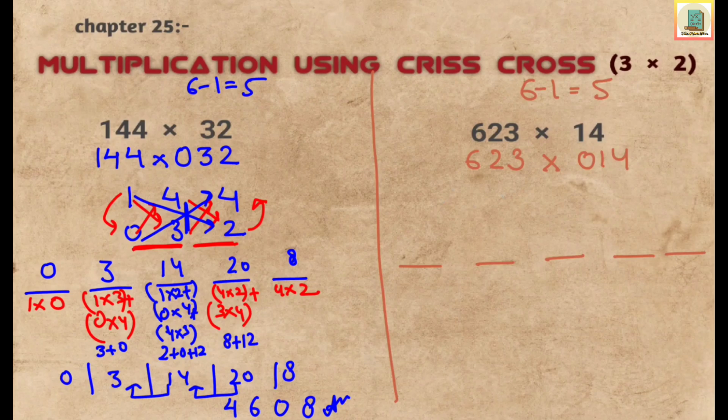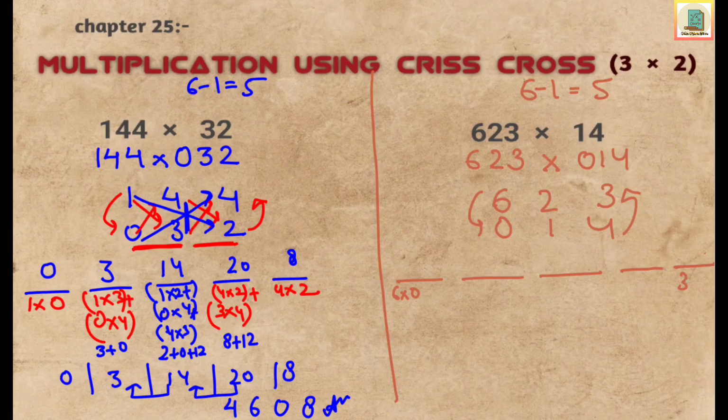Now write the numbers certain way like this. 6, 2, 3, 0, 1, 4. Now in the first partition we'll multiply 6 by 0. In the last partition we'll multiply 3 by 4. In the second partition we'll multiply the first two digits diagonally and add them. That's 6 multiplied by 1 plus 0 multiplied by 2. And in the fourth partition also, we will multiply the last two numbers diagonally and add them. That is 2 multiplied by 4 plus 3 multiplied by 1.